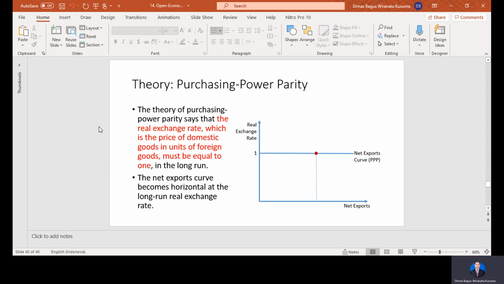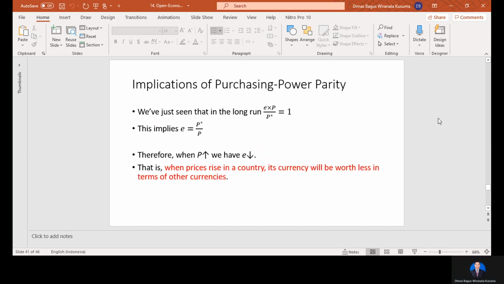The theory of purchasing power parity says that the real exchange rate, which is the price of domestic goods in units of foreign goods, must be equal to 1 in the long run. The real exchange rate must be equal to 1 in all locations, in all countries. The net export curve becomes horizontal at the long-run real exchange rate under the theory of purchasing power parity. So we have seen here it is equal to 1. This implies that the price of the foreign good and the price of the domestic good are equal, the same one.